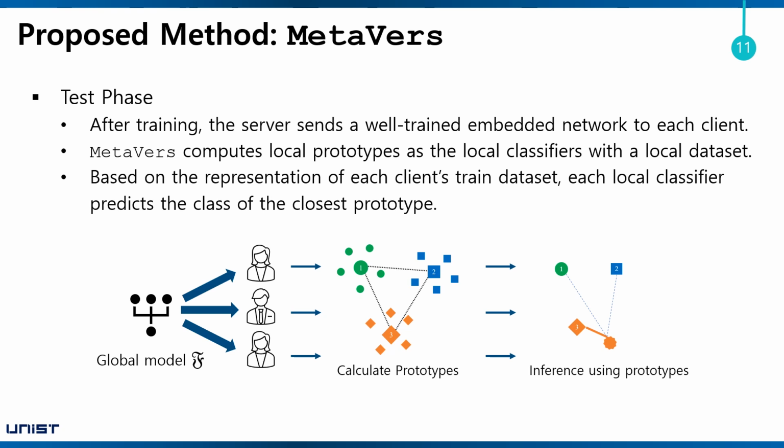After all the training is done, the server sends a well-trained embedding network to each client. MetaVers computes local prototypes as the local classifiers with a local dataset. Based on the representation of each client's training dataset, each local classifier predicts the class of the closest prototype. Now, let's move on to the experimental setup and take a closer look.